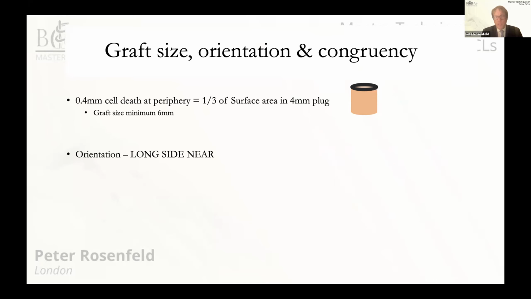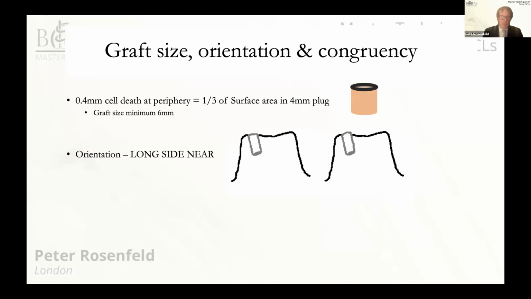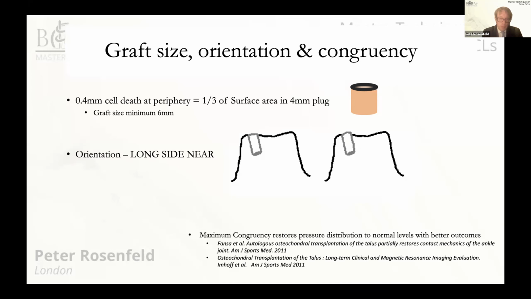And now when you're orientating to put it in, I've always remembered this thing called long side near. Your plug will always have one side longer than the other because you've taken it at an angle and you've drilled at an angle. And you want the long side nearest to you, because if you put the long side on the other side, you get a corner like that. And you can't pare it down because you end up chopping off all the cartilage and back to bare bone. And of course, doing it well and getting good congruency is better for the pressures and the long-term effects.